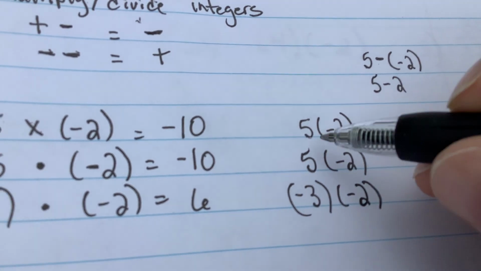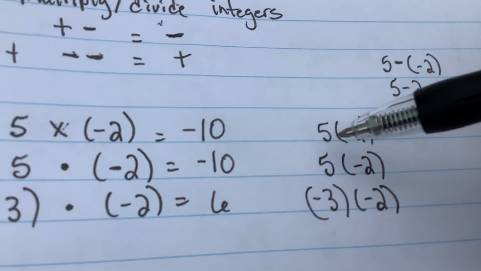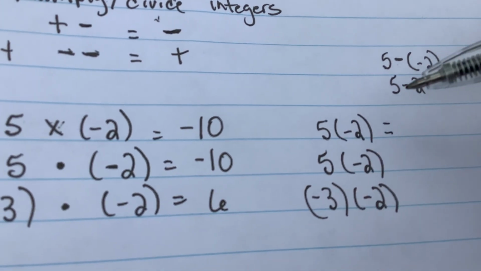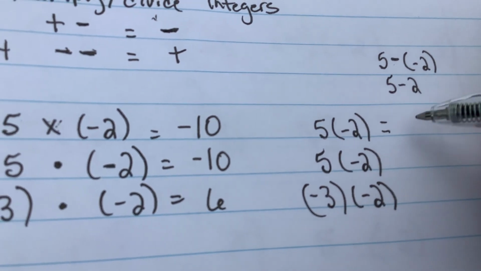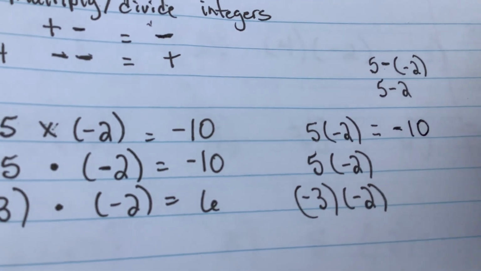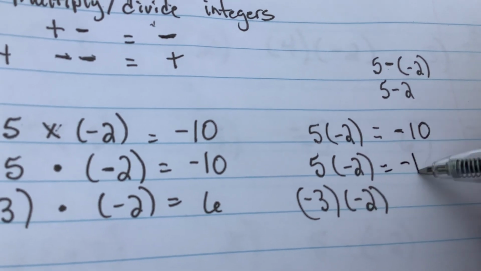So in this case, that's why I wrote this like this. It is 5 times negative 2. If there's no sign there, then the default operation is multiplication. So it's 5 times negative 2. Okay, which is negative 10. Same thing here, 5 times negative 2, which is negative 10.